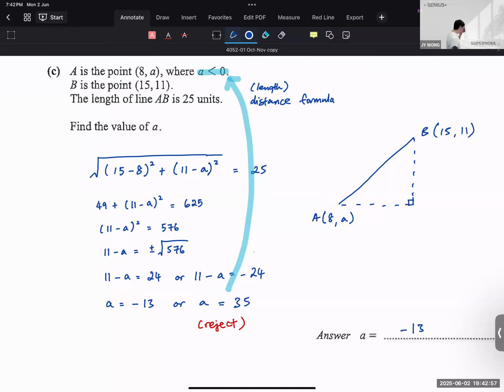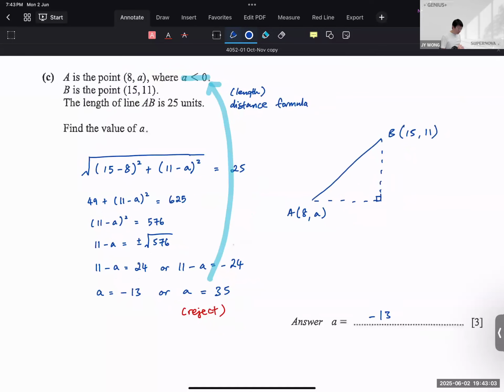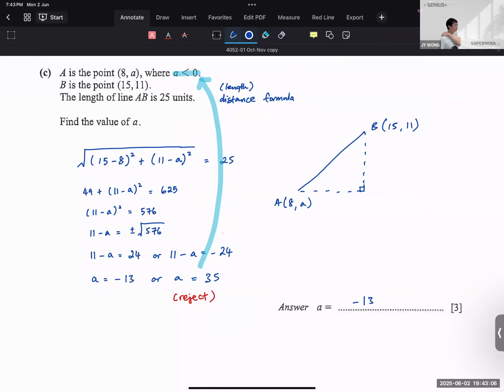So actually, this question is just the distance formula. If you cannot remember your distance formula, then you use Pythagoras. You realize all the questions so far are very easy, right?